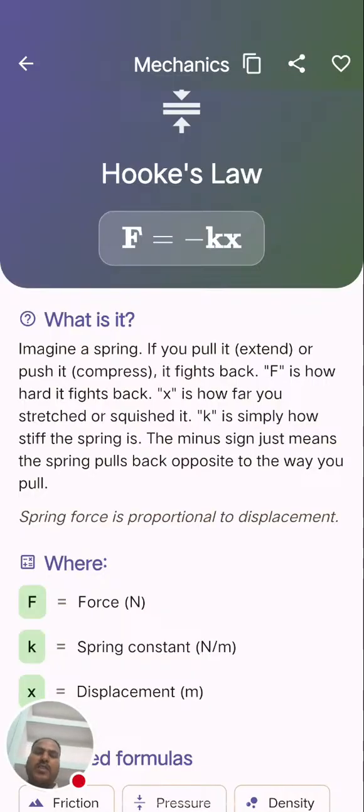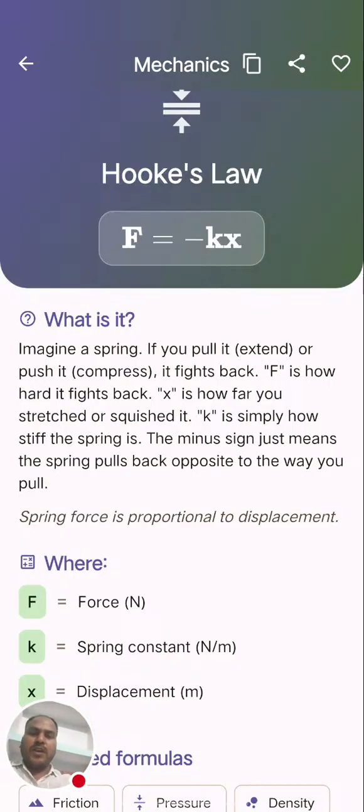So let's imagine a spring. If you pull it, it means extend, or push it, it means compress. When you pull any spring, the spring length will increase, meaning the spring will extend. When we push, the spring will compress. So it fights back. When we press any spring and then release the force, the spring will push our hand back. Yes or not? It fights back.